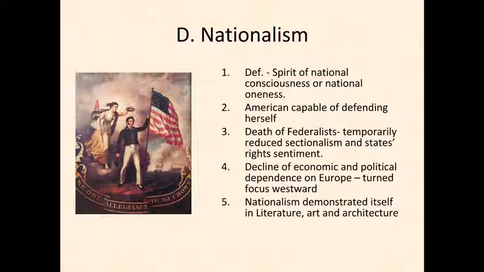It also meant the decline of economic and political dependence on Europe. Our manufacturing really increased. So with the embargo that we had against Great Britain, we now were producing our own products. And our focus started turning to those natural resources and things that were available in the uncharted land westward, that a lot of our settlers or frontiersmen wanted to acquire. So more of our focus was turning west. And then it also demonstrated itself in literature, art, and architecture, which is what we're going to talk about in the next few slides.